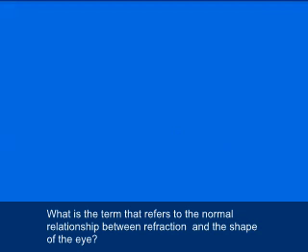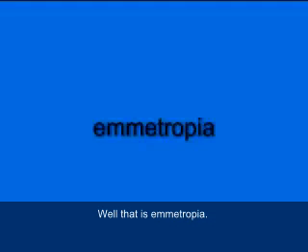What is the term that refers to the ability to distinguish details and shapes at a distance? Well, that's visual acuity. And what is the term that refers to the normal relationship between refraction and the shape of the eye? Well, that's emmetropia.